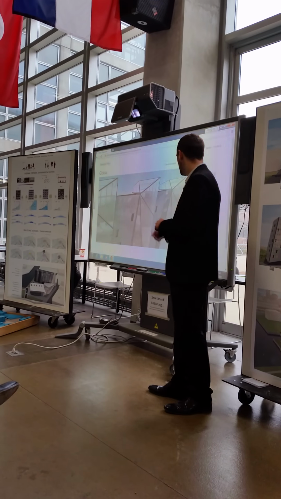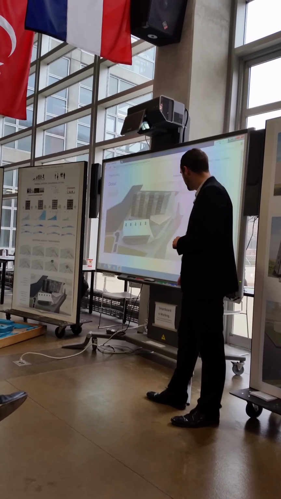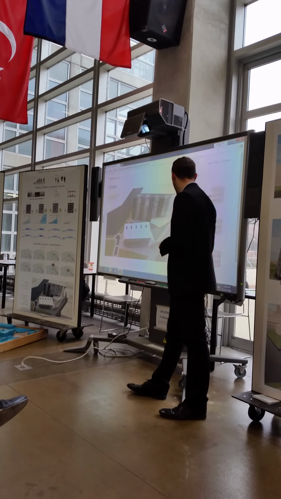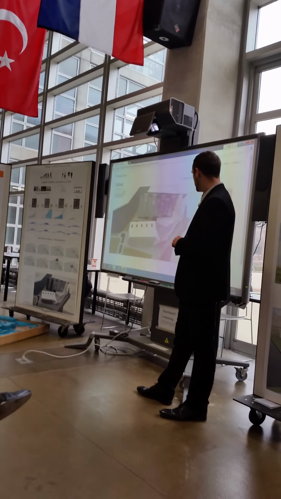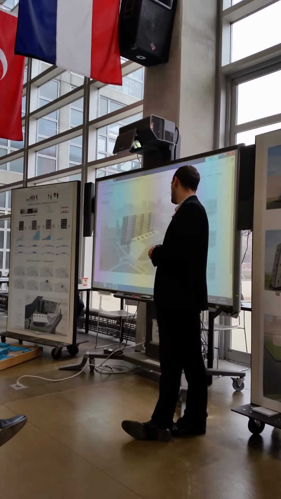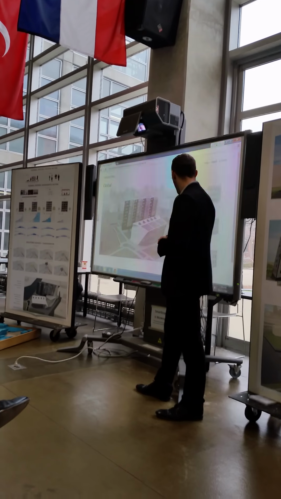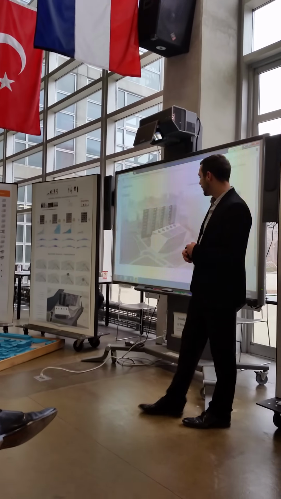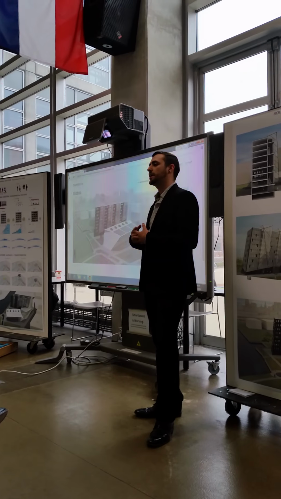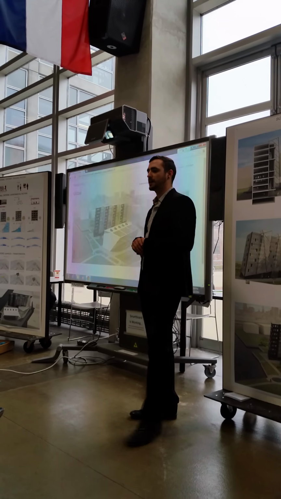This is the shading system, and then the facade reacting to the amount of solar radiation in the summer. Looking a little bit more at the office block, we can look at how solar radiation is impacting some of those surfaces.